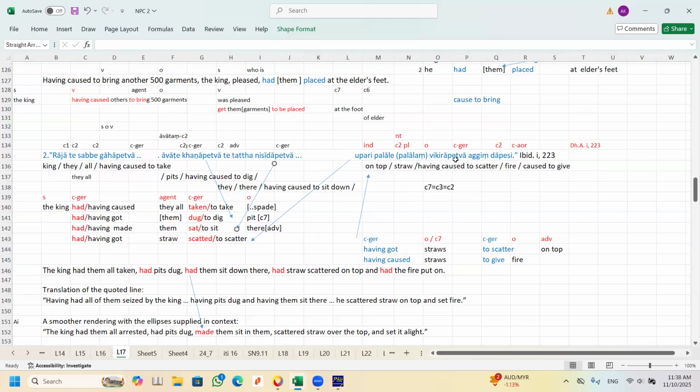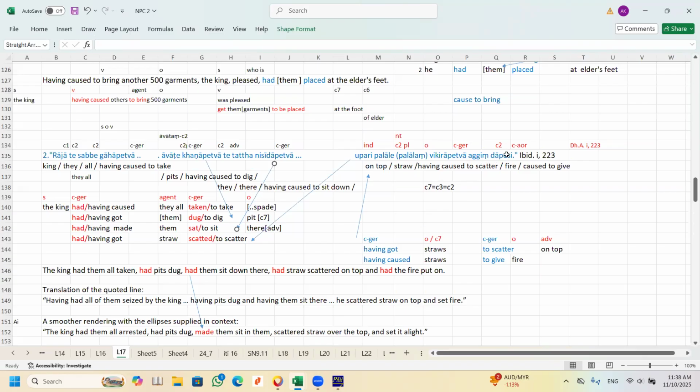Okay, this is Pali, and then upari on top, and then the straw. Okay, can you see this word? This word, I mean, having got the straw to scatter on top. Technically, on top of what? Whether it's on top of the pit. Technically, it should be on top of the pit, but we understand it means on top of the pit. So this part is done.